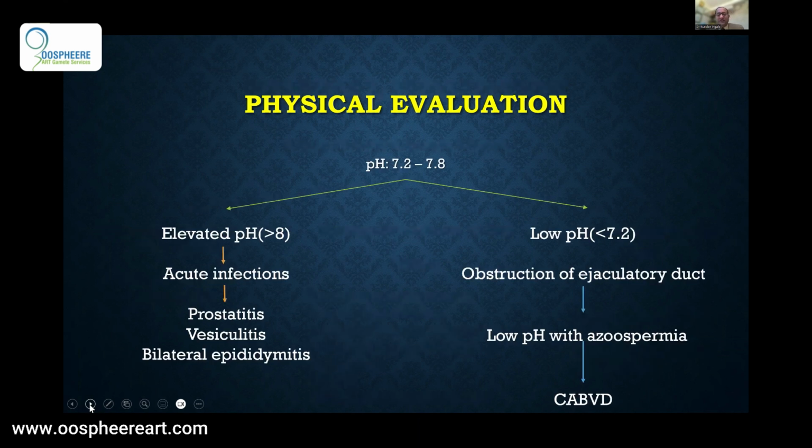The next factor in physical evaluation is pH. The normal pH, which is considered perfect, is between 7.2 and 7.8. If the pH is above 8, which is an elevated pH, it indicates that there is an acute infection.